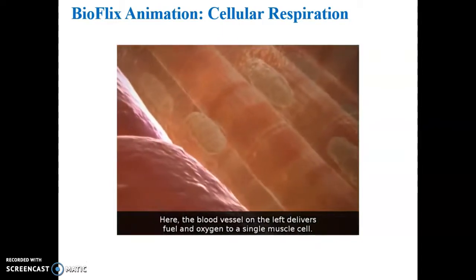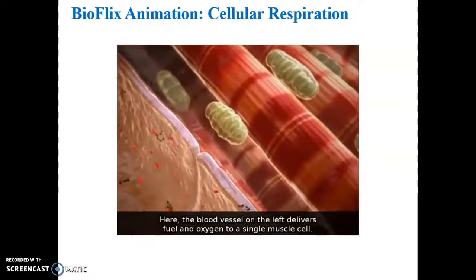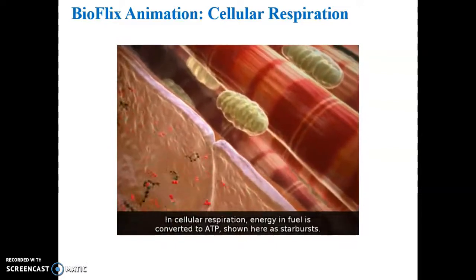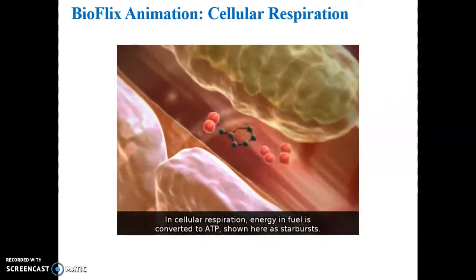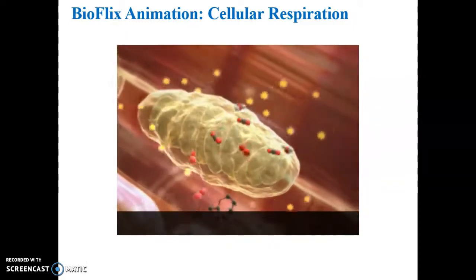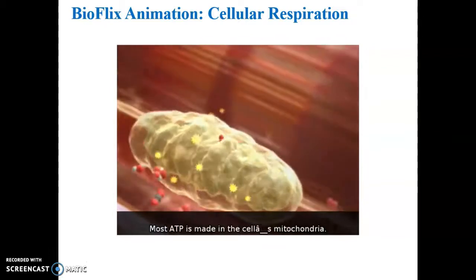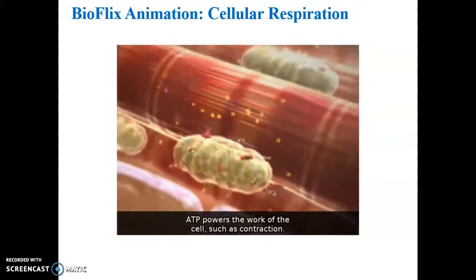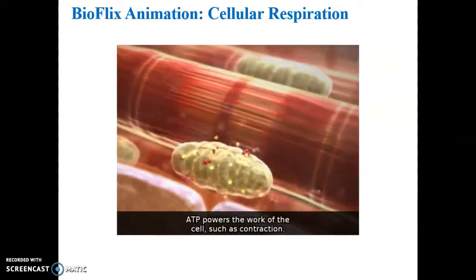Here, the blood vessel on the left delivers fuel and oxygen to a single muscle cell. In cellular respiration, energy and fuel is converted to ATP, shown here as starbursts. Most ATP is made in the cell's mitochondria. ATP powers the work of the cell, such as contraction.